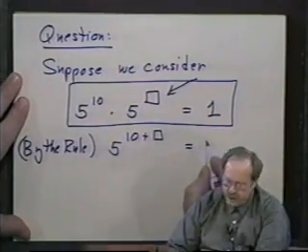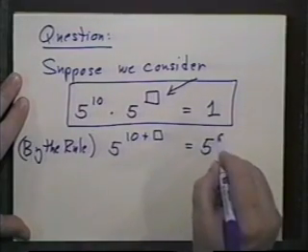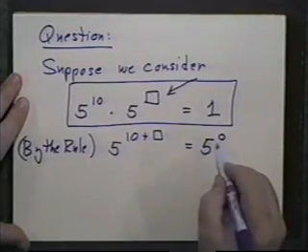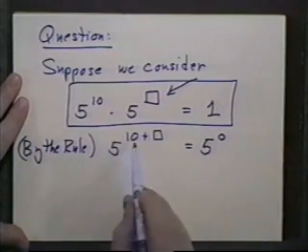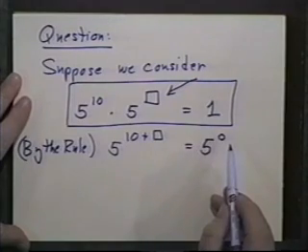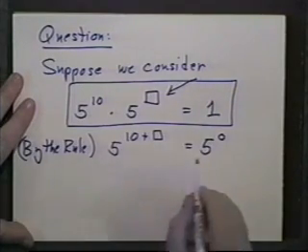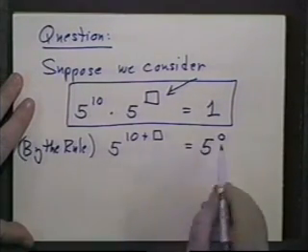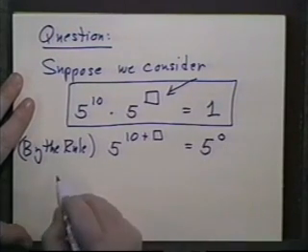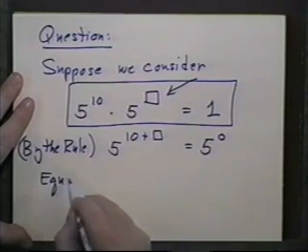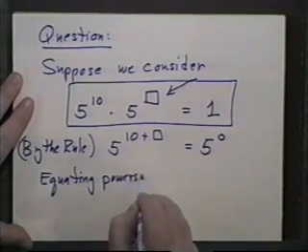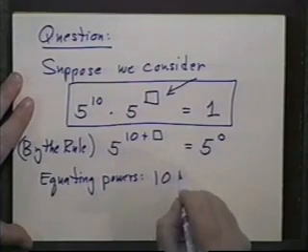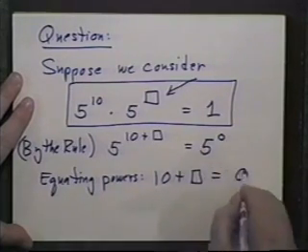That's equal to, well, I'm going to rewrite 1 also. I'll rewrite 1 as 5 to the 0, because remember, 5 to the 0 is 1. So 5 to the 10 plus box equals 5 to the 0. Well, if the two bases are the same, that means these powers up here better be the same. So, equating powers, what do we end up with? 10 plus box equals 0.